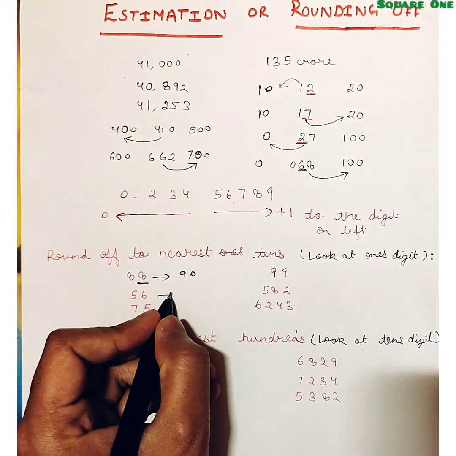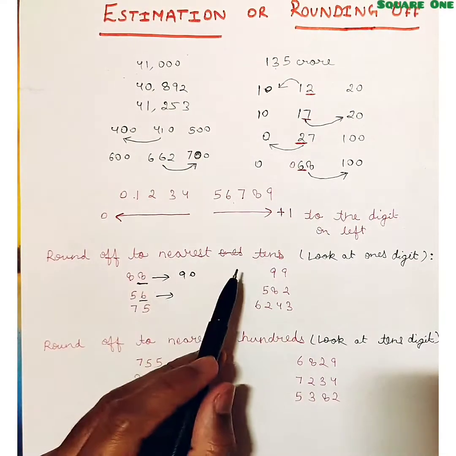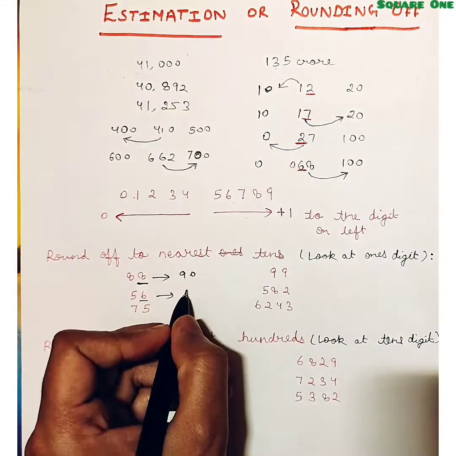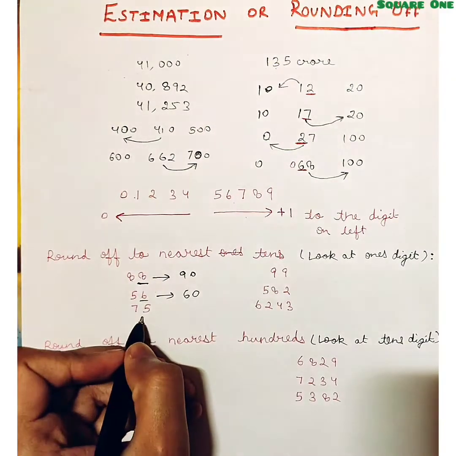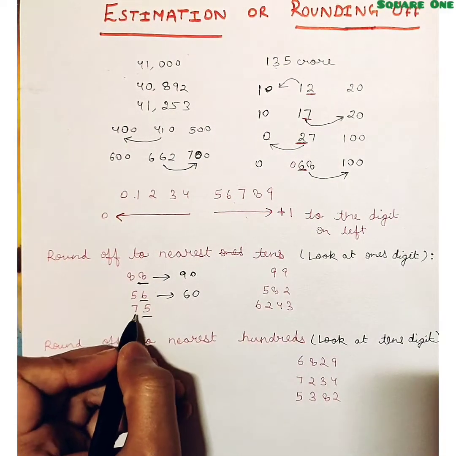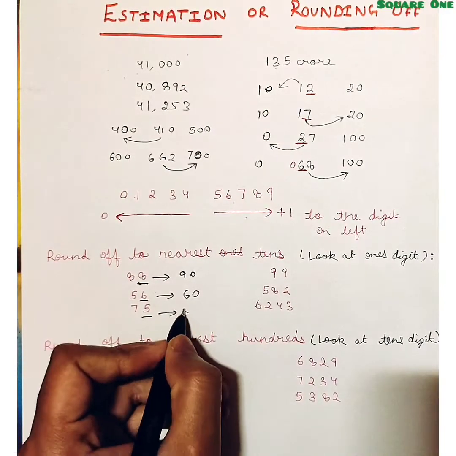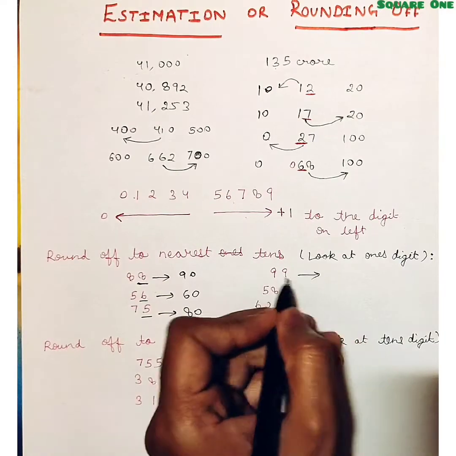Here we have 6 at the ones place and we have to round this 56 to nearest tens. We add 1 to this, 5 becomes 6 and the other digits become 0. Okay, round off this 75 to tens place. That means to the place of 7. 7 becomes 8 and 5 becomes 0. Okay, here 99.